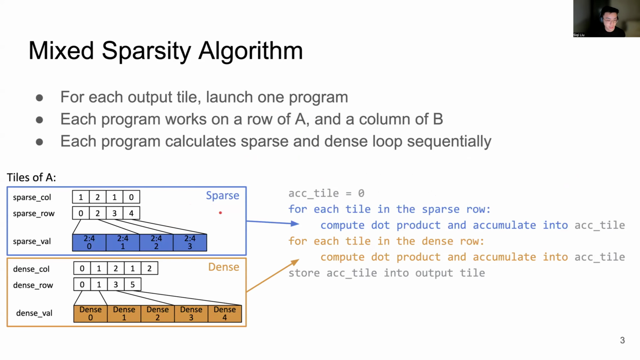So when we have these sparse and dense tiles, this is what the algorithm looks like. We have an accumulator, and for each of these tiles in a sparse row, we're going to compute the dot products and accumulate them into our accumulator, and we'll do the same thing for the dense tiles. And in the end, we're going to store the results into the output tile.